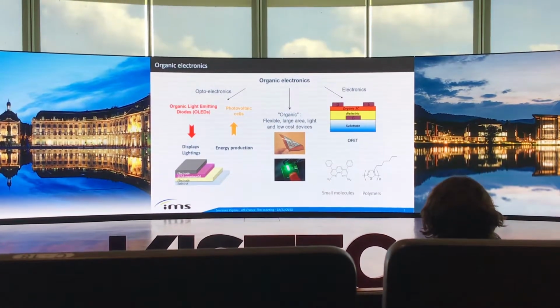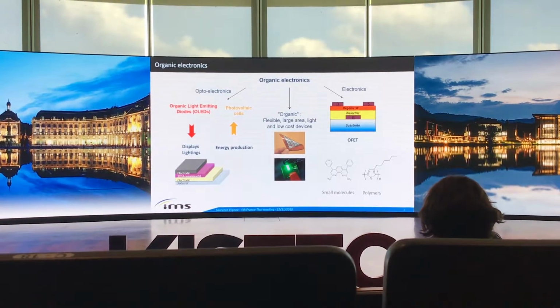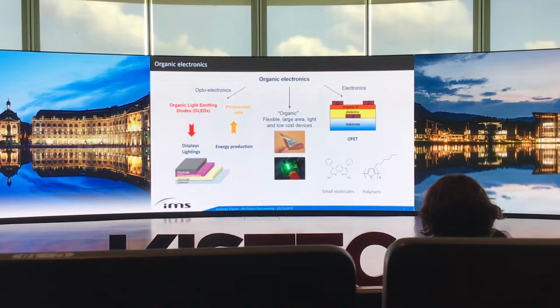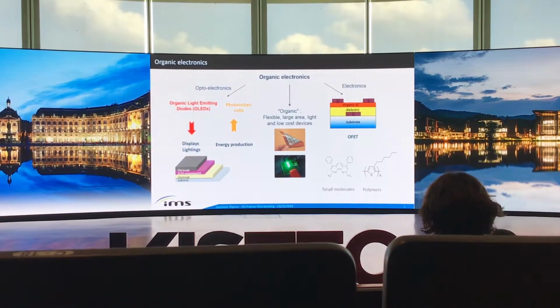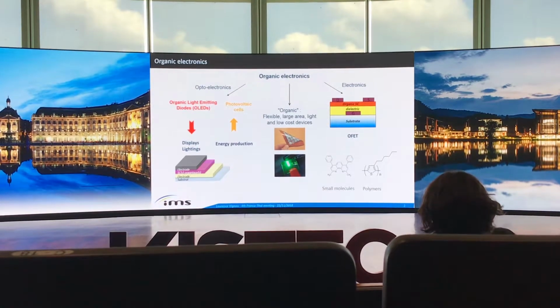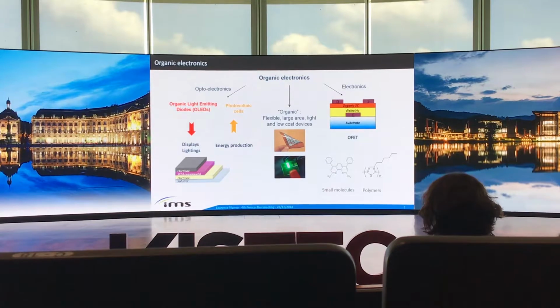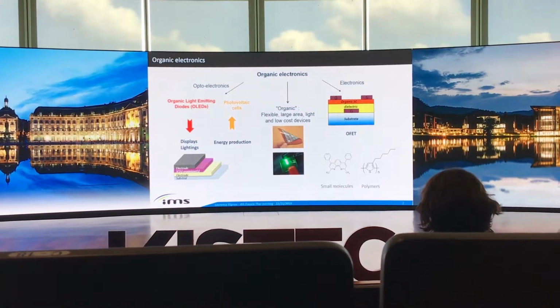In organic electronics, we can divide into two parts. First, electronics, using organic field effect transistors on the right-hand side, and what is called more optoelectronics. One of the most common applications of organic electronics is organic light emitting diodes, OLEDs, which find applications in displays and lightings, and photovoltaic cells, with the application of energy production.